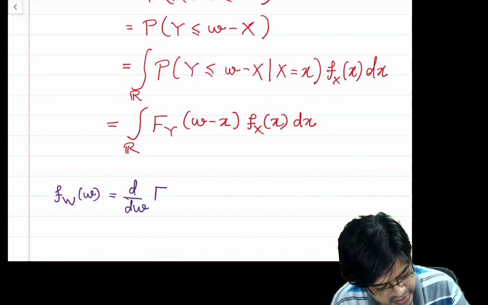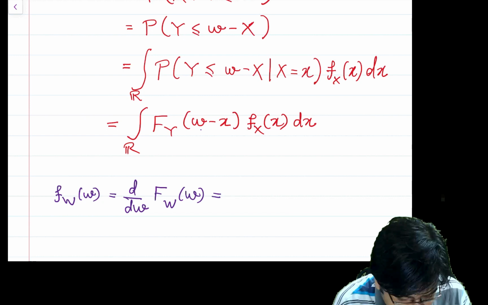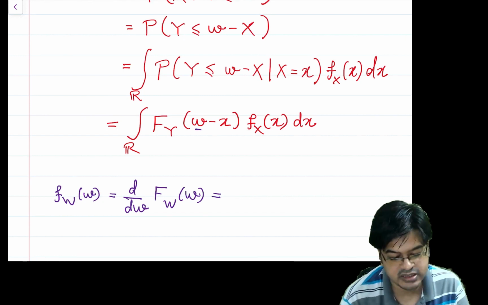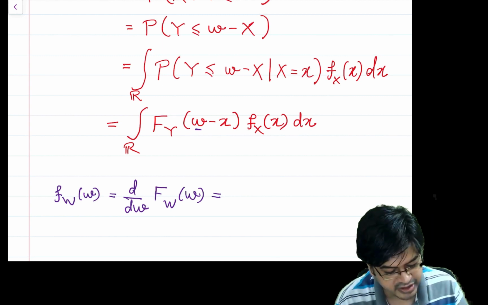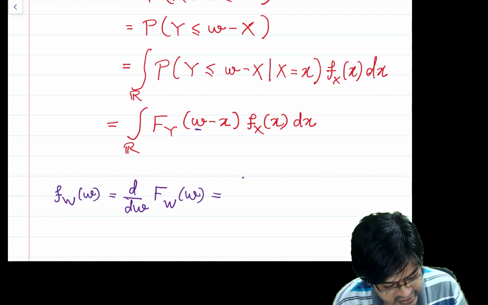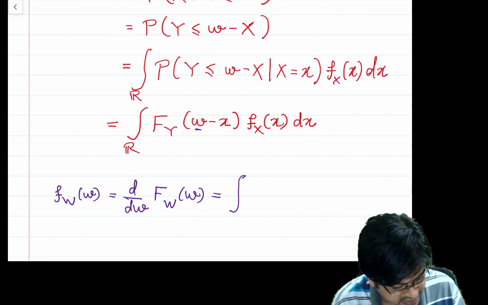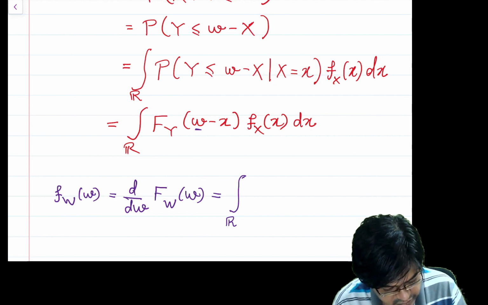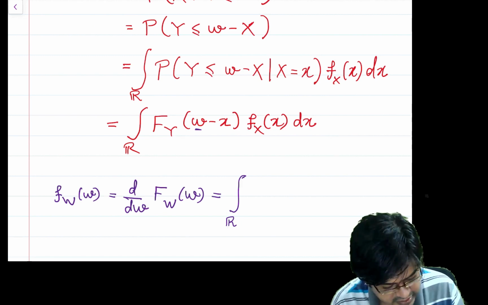So if I want to derive the PDF of W, it is d/dw of F_W(w). Now in this case, you see the only function of w is this, and this integral is going to be finite because all the terms involved are less than 1 and they are well behaved, in fact continuous. So I can easily move this d/dw inside the integral, and therefore I will get this integral over R. Okay, one minute, let me erase this integral.